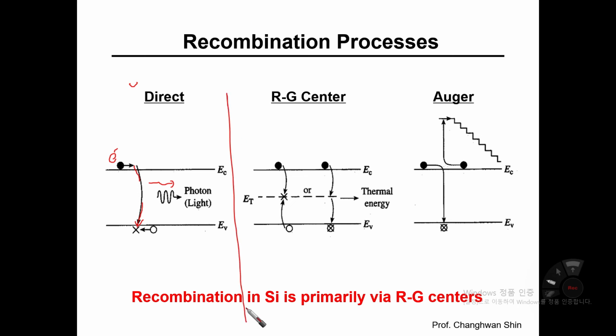The second one is the RG center, the same name, but here the RG center plays the key role and contributes to inducing a recombination process. So let's take a look at some details of how electrons and holes meet together. Here, an electron in the conduction band has lost a certain amount of it.